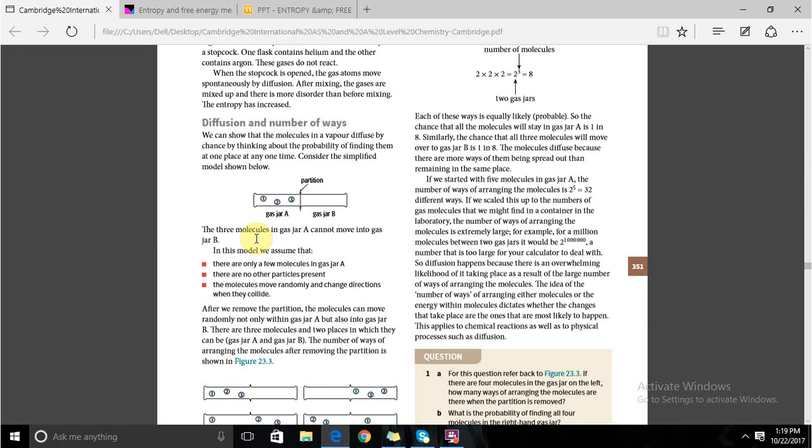And we're assuming 3 things. Number 1, there are only a few molecules, 3 to be exact, in gas jar A, and there are no other particles present in either A or B, and when the molecules move, they will move randomly and change directions when they collide. This is basically kinetic model theory. So after the partition has been removed, the molecules can move randomly not only within A but also within B. So there are basically 3 molecules and 2 places in which they can be. And what are the number of ways of arranging the molecules after removing the partition?